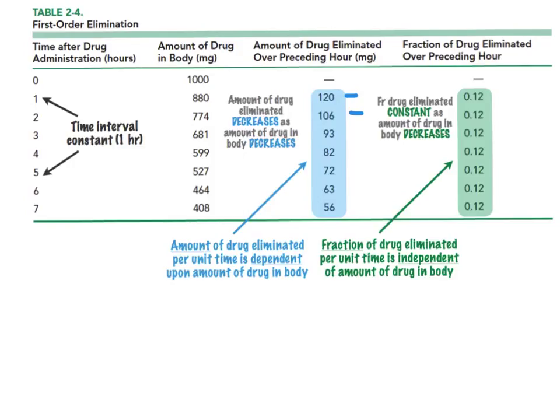Also notice if you look at the column on the far right, this means that the fraction of drug that we're eliminating each hour is the same. So that's why the amount is changing. And so here our elimination rate constant, or our first order rate constant for elimination, K, is going to be equal to 0.12 per hour.